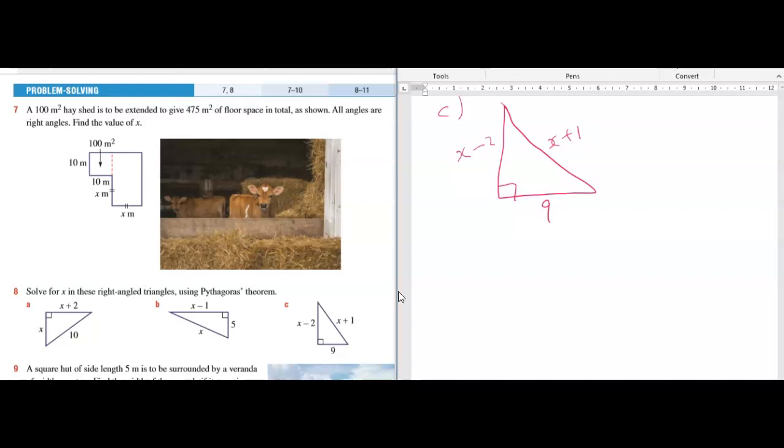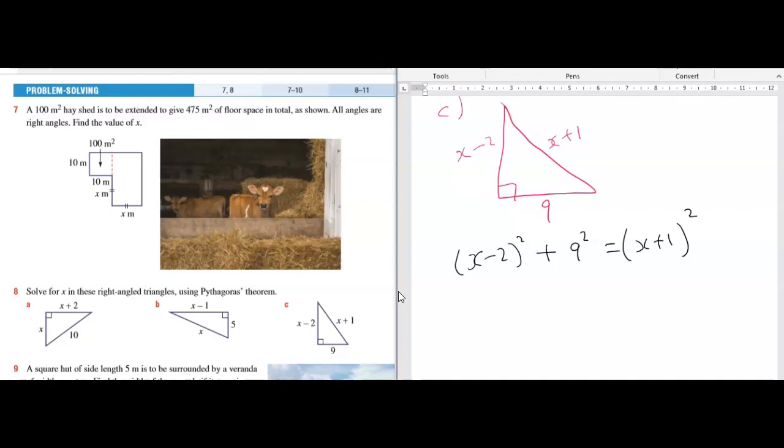Okay, so your Pythagoras' theorem I wrote before, a squared plus b squared equals c squared. So let's write that down. Now remember, you have to put brackets around it. Don't forget your brackets. So there's my a, my b is 9, and c, remember, is always your hypotenuse. So x plus 1. We're going to square that too. All right, let's expand these brackets.